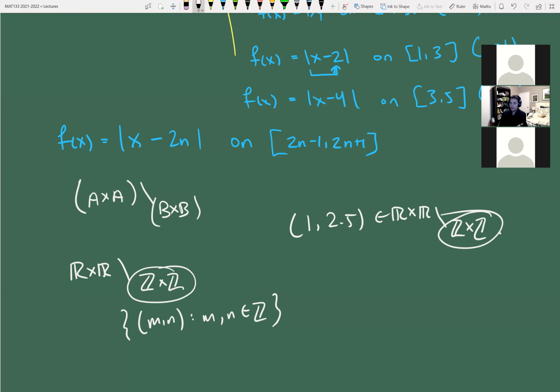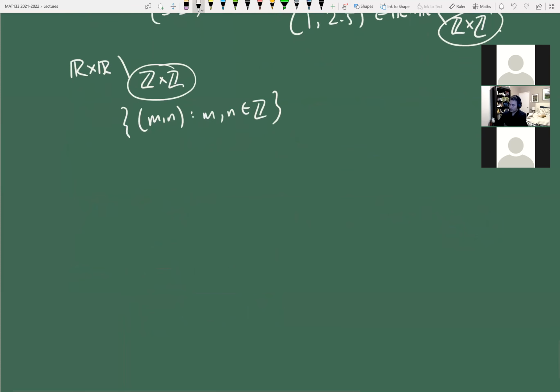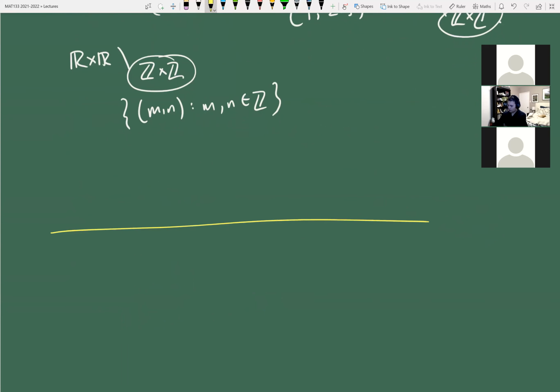Right. And visually, this picture is not too bad. So here's your first copy of the real line. Here's your second copy of the real line, right? So R2 is R cross R. And you've now removed the integers. And you've removed it from both sets, right? So what you've removed are these things. Okay, so visually, this is what's happening.